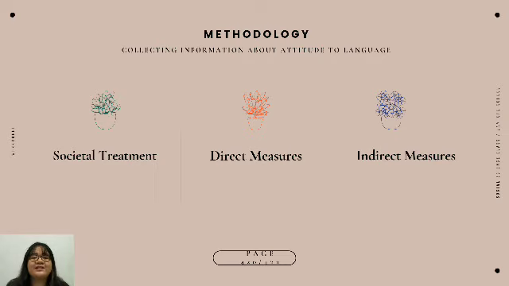So, next, collecting information about attitudes towards a language is a tricky business. There are three methods proposed by the textbook. The first is societal treatment. Sociolinguists can infer attitudes by observing the way language is used in the public domain. The second is direct measures. Sociolinguists can ask direct questions about people's attitudes to a particular language or language varieties or even linguistic features. And lastly, indirect measures. Sociolinguists can use indirect measures which elicit the respondent's attitude without making them feel self-conscious or embarrassed.